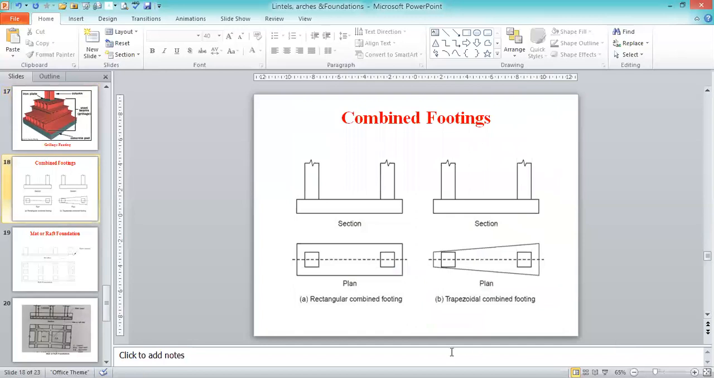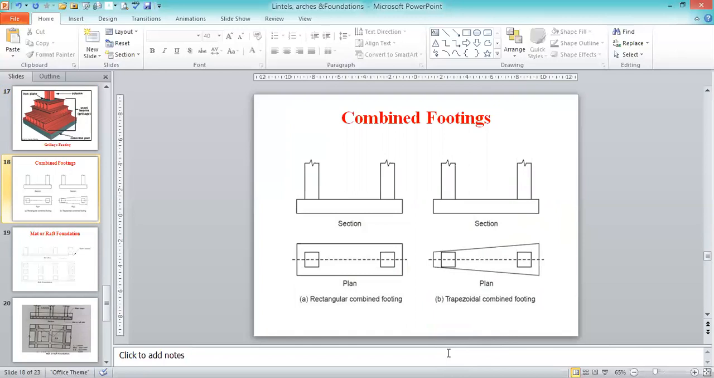So then the combined footing. The diagram shows the rectangular combined footing and trapezoidal combined footing, because for two columns together we are going to provide one footing. The term itself gives you the meaning. The first one is called a single, the isolated one. But here, for the number of columns, we provide one footing for them, so we call that a combined footing.